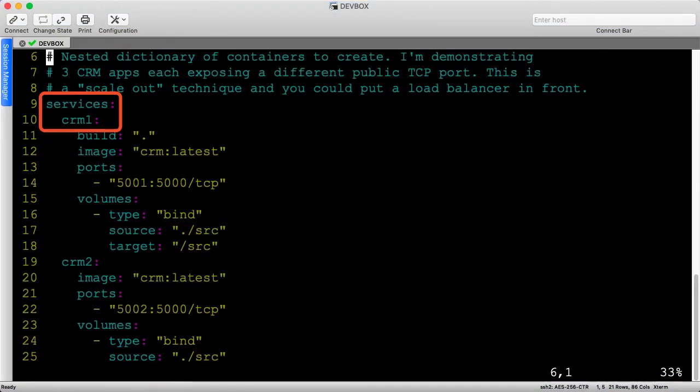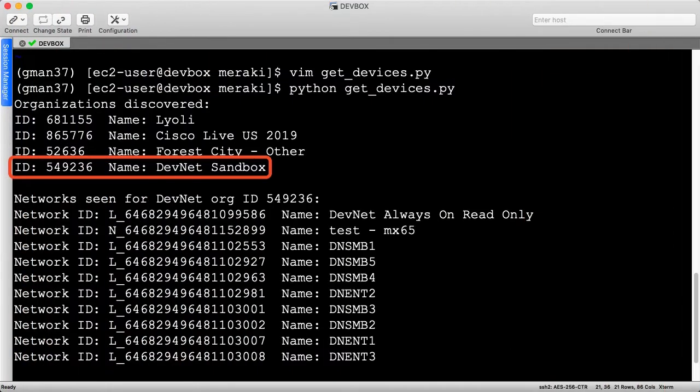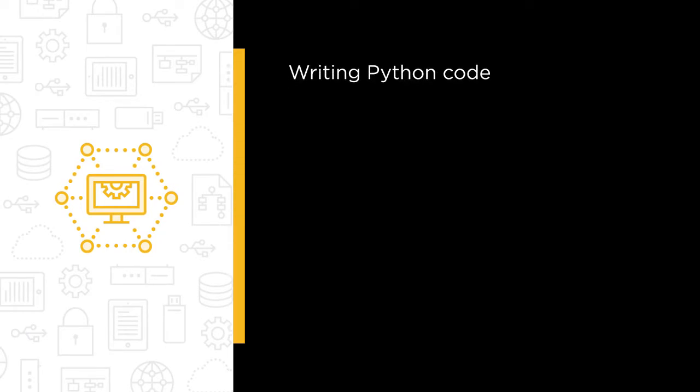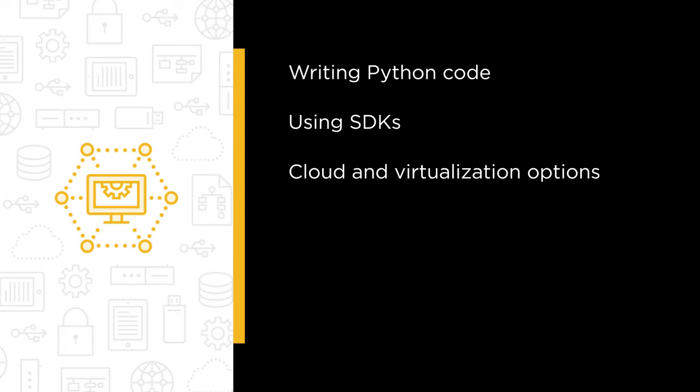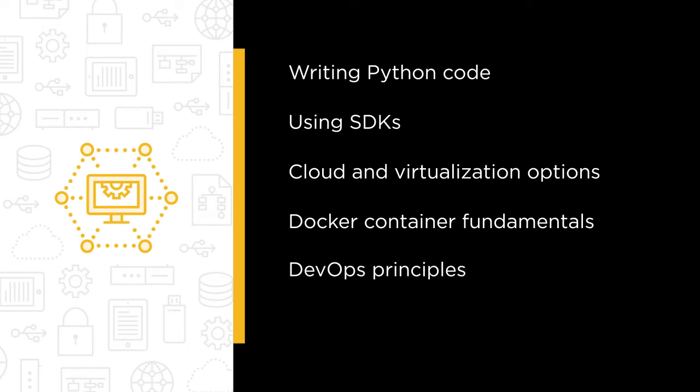This content is perfect for individuals who love hands-on examples and practical application but don't know where to start. In this course, we'll cover a variety of topics such as writing Python code to interact with popular Cisco product REST APIs, using software development kits or SDKs, exploring a variety of cloud and virtualization options, Docker container fundamentals and use cases, DevOps principles and continuous integration pipelines, and modern web application security.